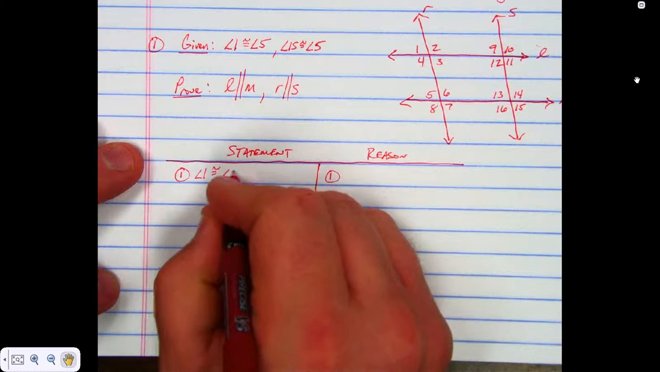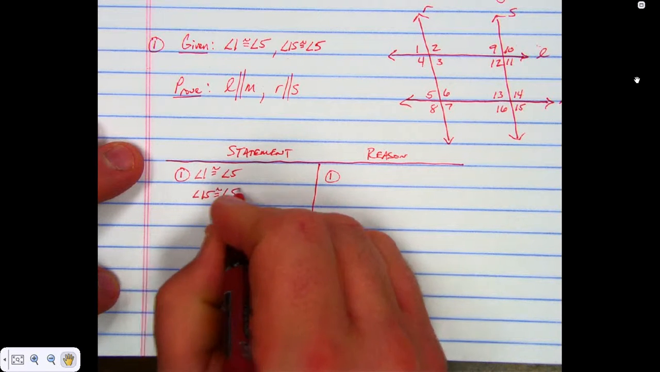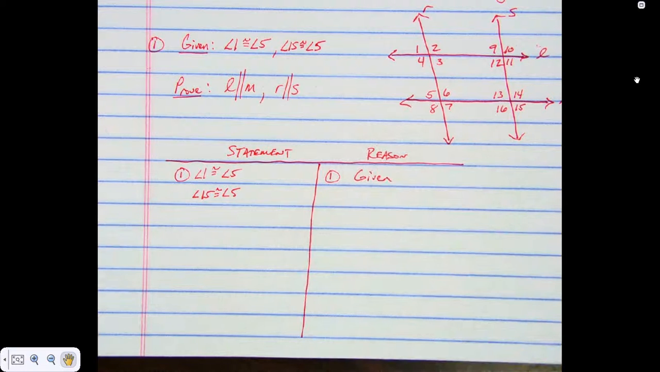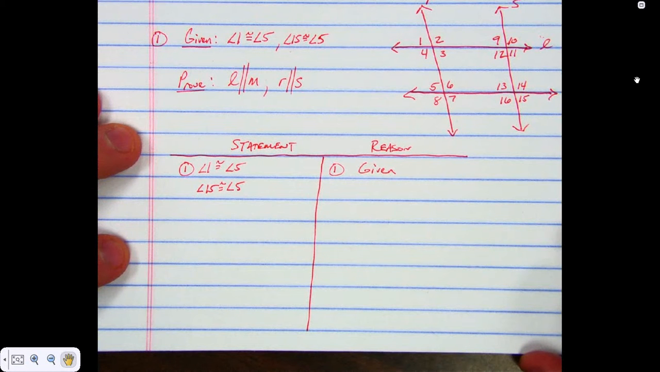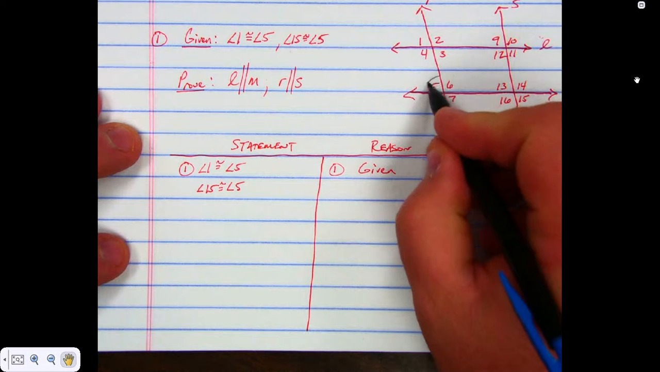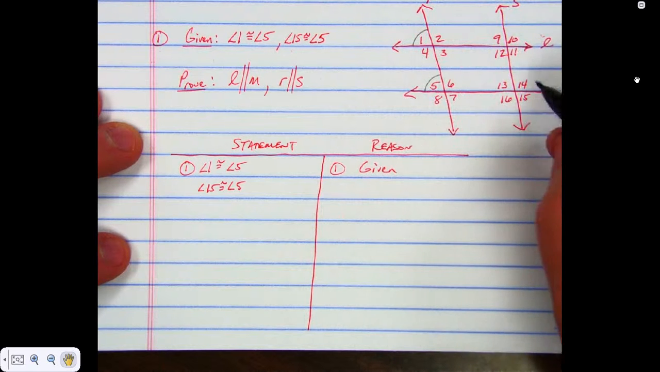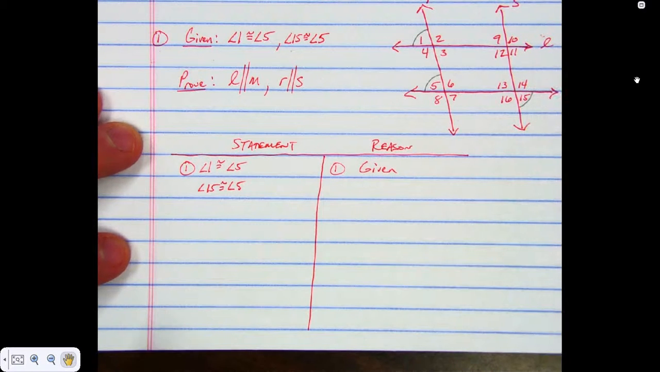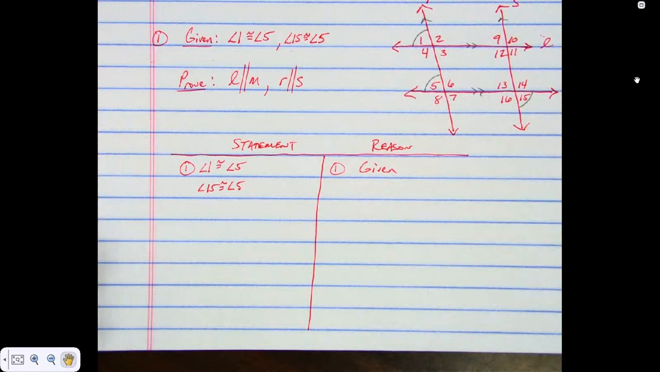Angle 1 is congruent to angle 5 is given to us. Angle 15 is congruent to angle 5. All of that is given. Everybody stop writing. I will freeze this and let you write it down after we're done. Let's analyze what they've given to us. First, that angle 5 is congruent to angle 1, and also that angle 5 is congruent to angle 15. They want us to prove that this has to be parallel to this, and then this has to be parallel to this.